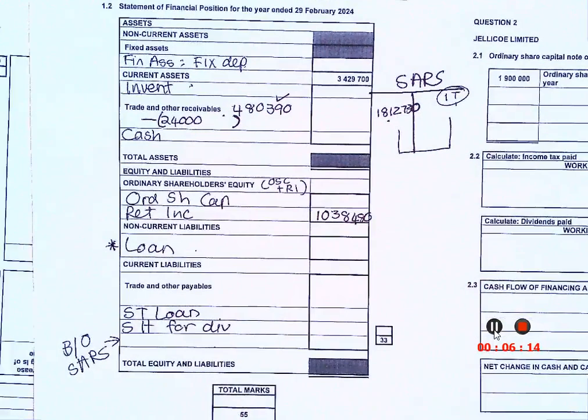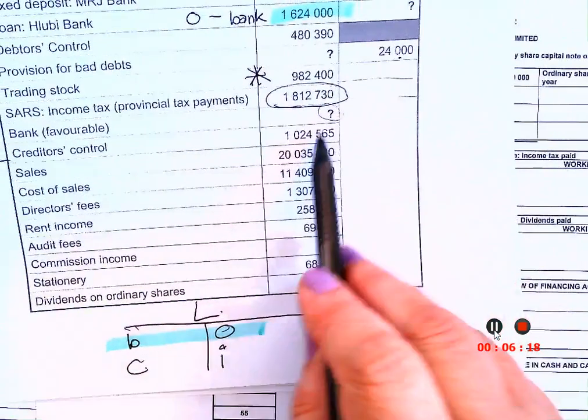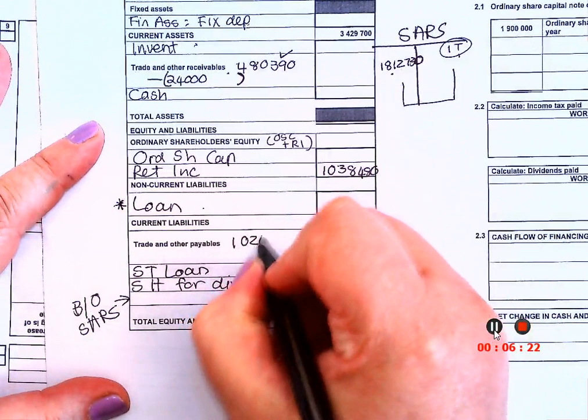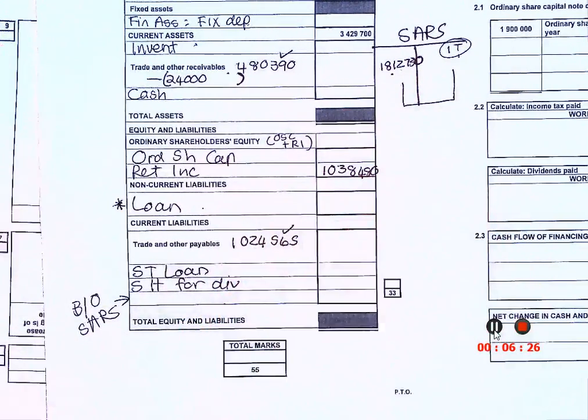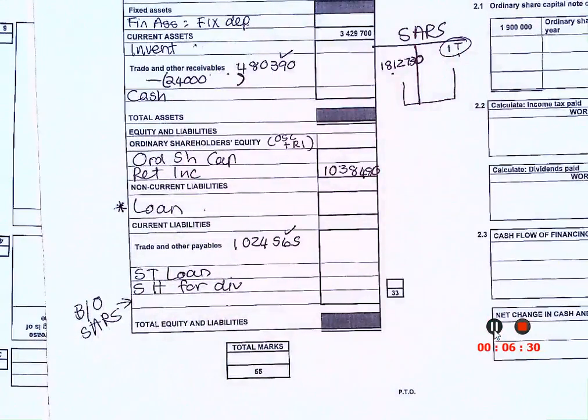Okay. Next one, I see there's bank favorable, but it's a question mark. And then there's creditors, which I know is a payable, so I go put it in. Already, just by doing this, I already got 2 ticks straight already. Actually, 3 ticks. No? Okay.